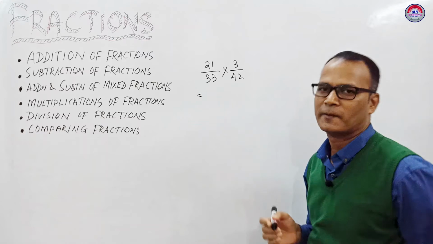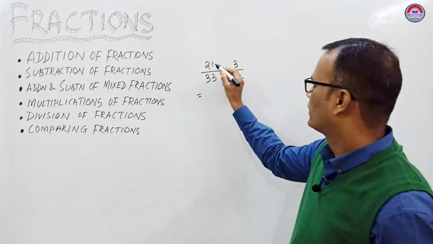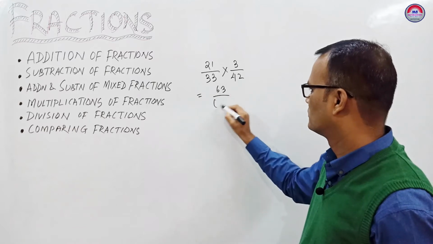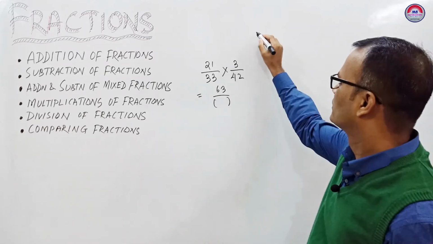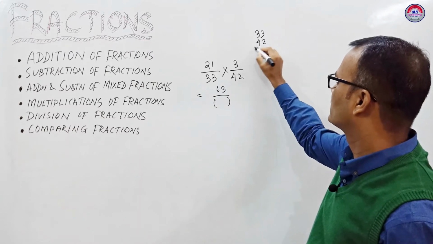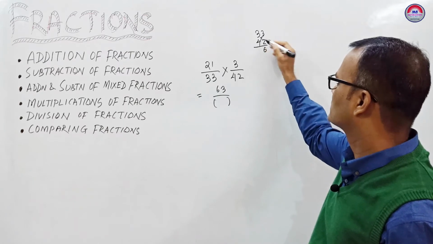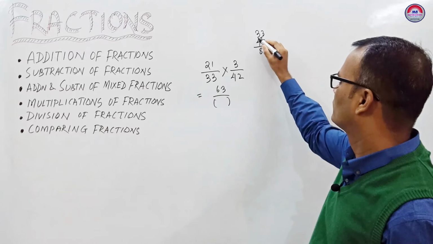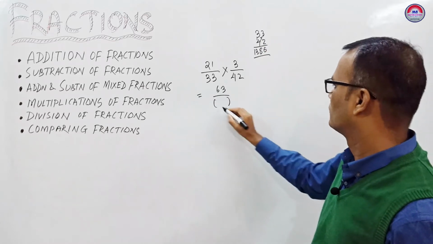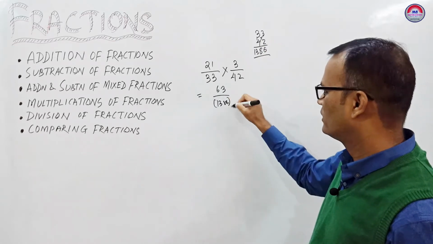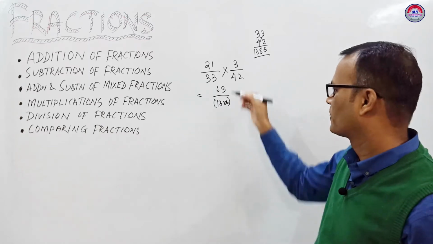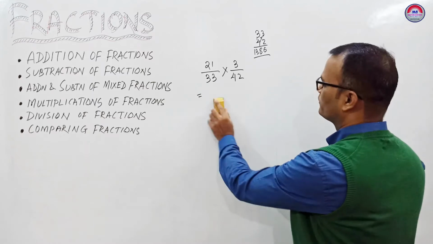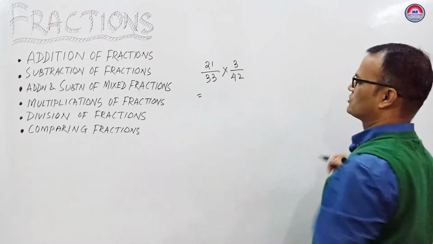Okay, generally we can multiply this into this, 63, or this into this. You can find the answer. If you multiply 33 and 42, we get the answer 1386. Then we cancel this numerator with denominator. But here you see how to find the answer easily.